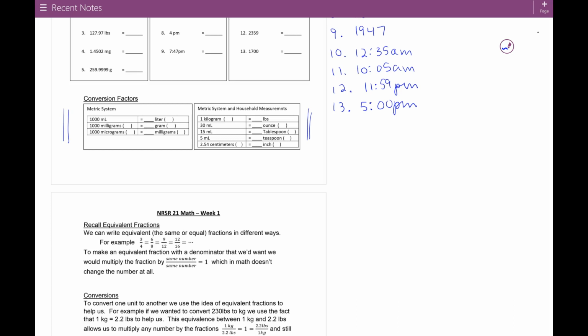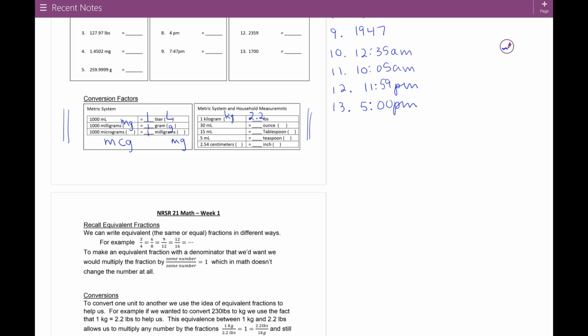So we have 1,000 milliliters is 1 liter, and we use a capital L for liters. 1,000 milligrams mg is 1 gram g, and 1,000 micrograms mcg is 1 milligram. Then the household measures, we have 1 kilogram kg is 2.2 pounds. So if you took a 5-pound bag of sugar and cut it in half, that'd be about 1 kilogram, a little over.